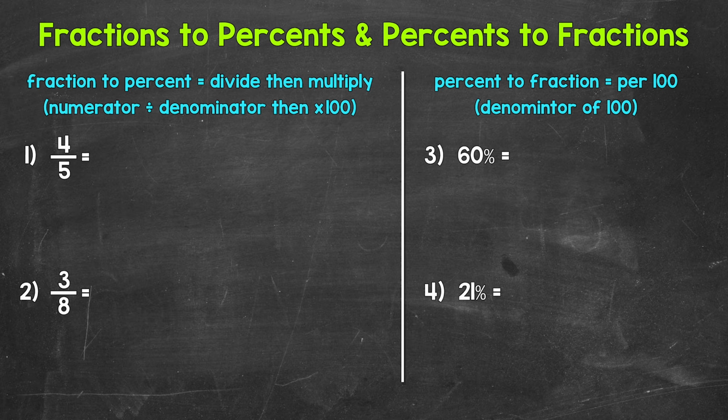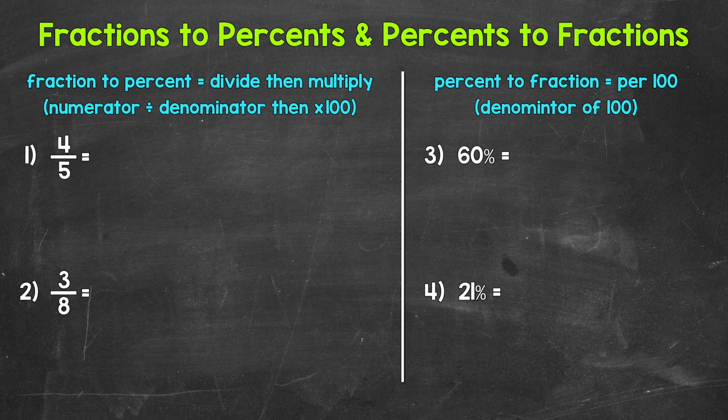Now, when we convert fractions to decimals, we can divide the numerator by the denominator, so the top divided by the bottom, and that will give us a decimal. Once we have that decimal, we can multiply it by 100 to get it to a percent. Now remember, a quick way to multiply by 100 is to move the decimal twice to the right. So basically, we go from fraction to decimal to percent.